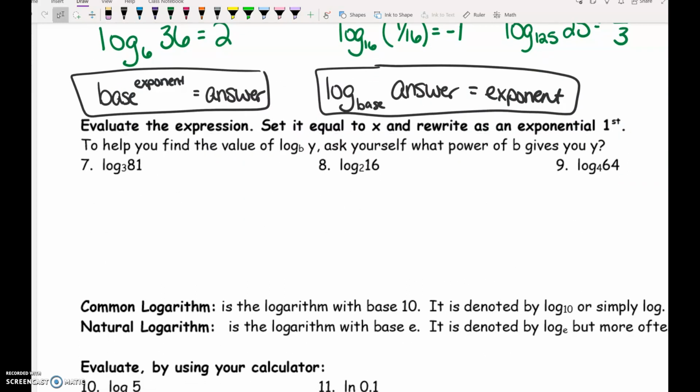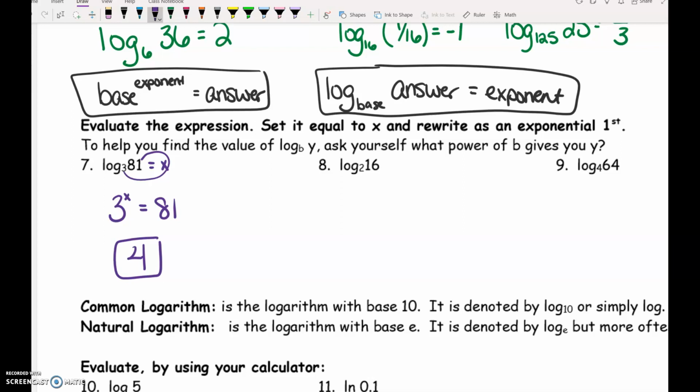In numbers 7, 8, and 9, they want you to evaluate without using a calculator. So they want you to basically guess what would the exponent be. If I put equals x and then changed forms, this would be 3 to the x equals 81. So what exponent, when you raise 3 to it, do you get 81? 3 squared is 9. 3 to the third is 27. If you try 3 to the fourth, you would get 81. So the answer here is 4. Log base 3 of 81 equals 4.